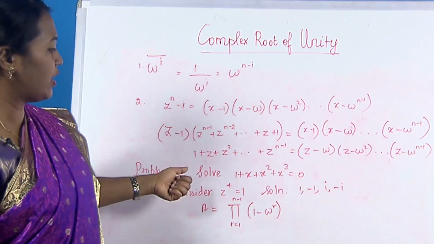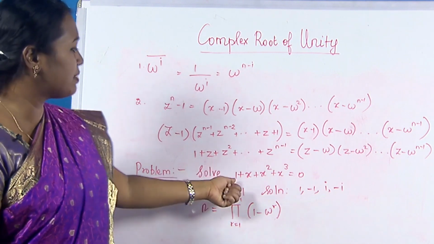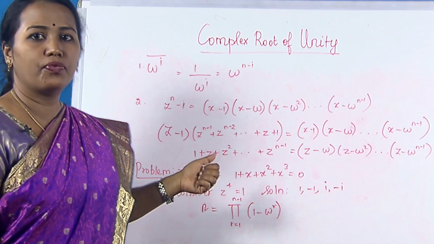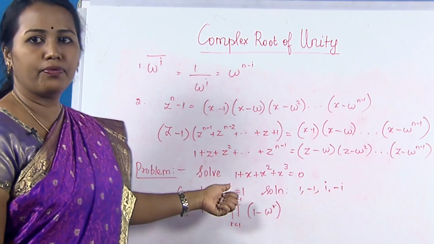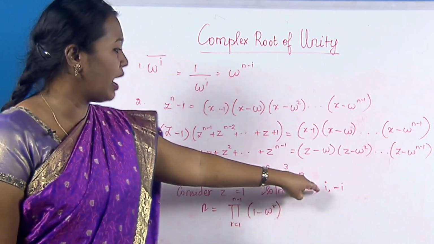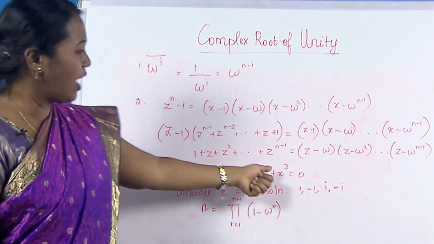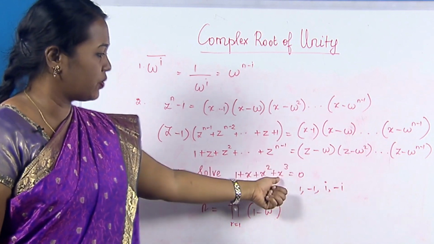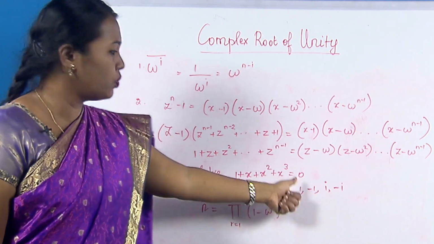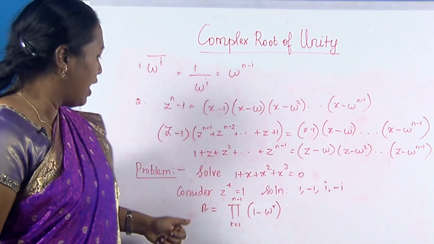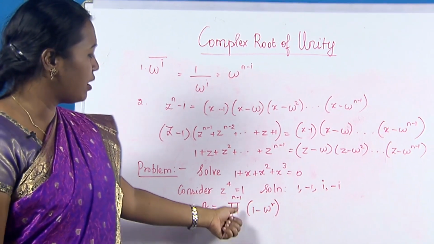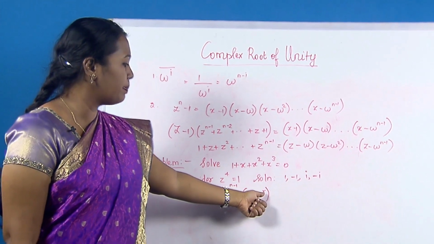We are given a problem where we have to solve 1 plus x plus x squared plus x cube is equal to 0. We shall consider the fourth roots of unity. So z power 4 is equal to 1. We know that the solutions are 1, minus 1, I and minus I, but we have only up to x power 3 here, so x power 3 is the maximum power here, and therefore 1 cannot be a root of this equation. And therefore let us consider n is equal to 4, product over r equal to 1 to n minus 1 of 1 minus omega power r.